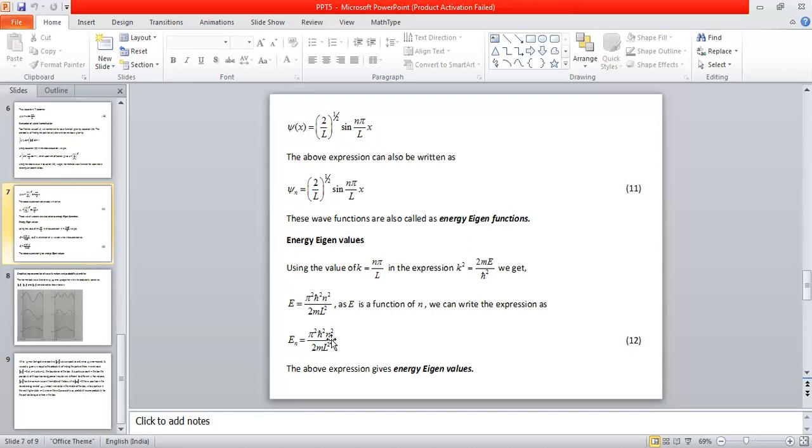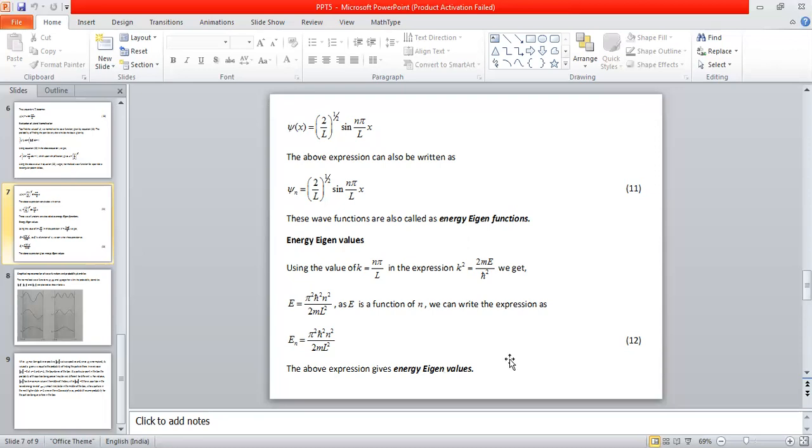If I substitute n is equal to 3 here, then I'm going to get E3. E3 is nothing but the energy of the particle in the third state. The third state, n is equal to 3, is also nothing but the second excited state, because n is equal to 1 is called the ground state. So this last expression, equation 12, denotes the possible energy values of the particle inside the box. Therefore, they are called energy eigenvalues of the particle in the one-dimensional potential box.